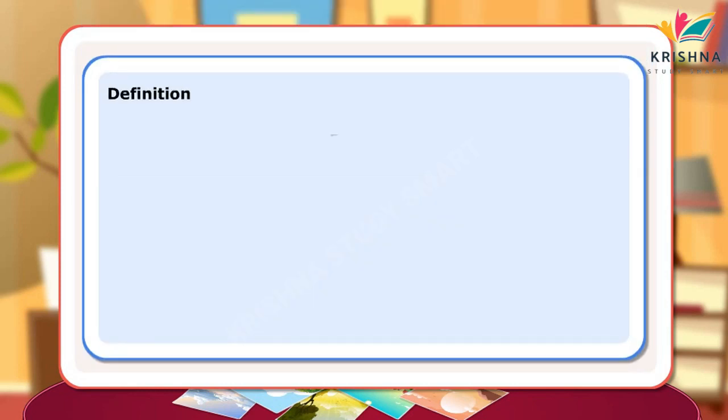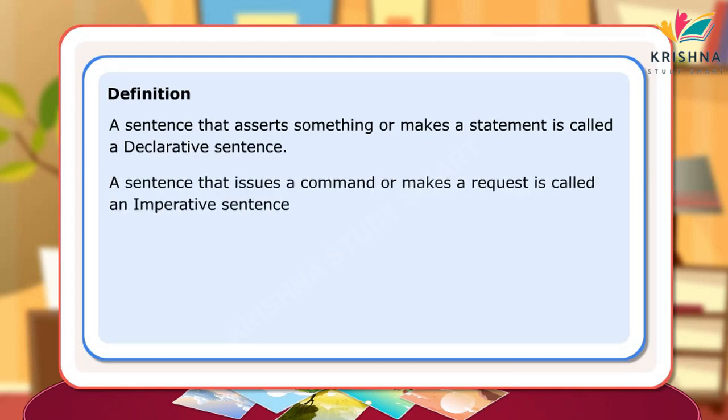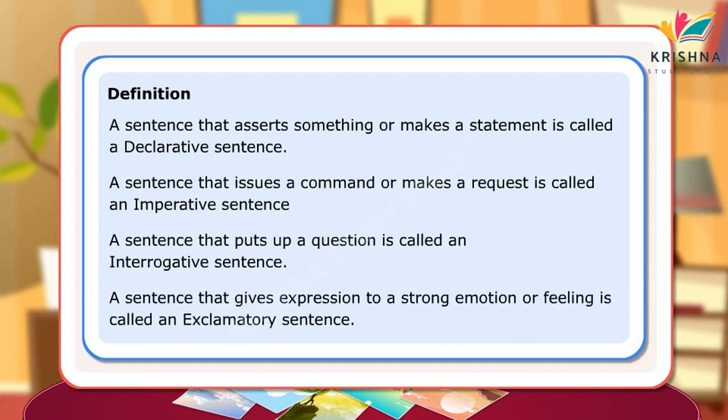Definition. A sentence that asserts something or makes a statement is called a declarative sentence. A sentence that issues a command or makes a request is called an imperative sentence. A sentence that puts up a question is called an interrogative sentence. A sentence that gives expression to a strong emotion or feeling is called an exclamatory sentence.